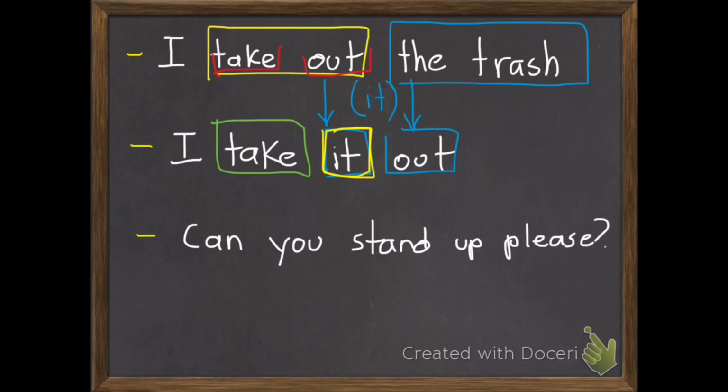Another example. Can you stand up, please? Well, in this case, this phrasal verb, stand up, does not take an object. This is just an action that a person does without an object. So we don't need to place the object anywhere. In the book, we saw different phrasal verbs such as turn on the computer, shut down the computer, and we can also say shut the computer down.